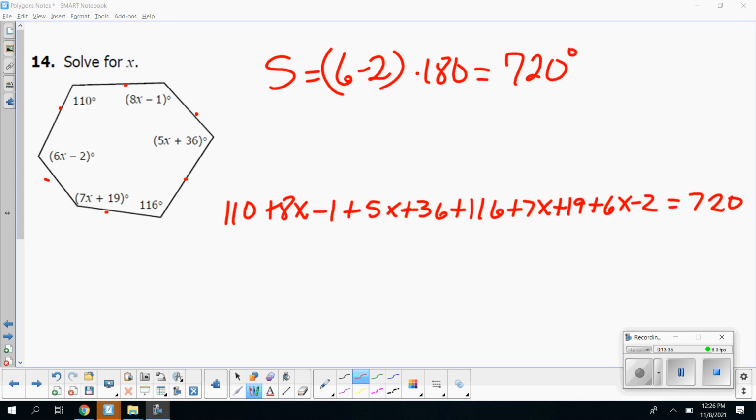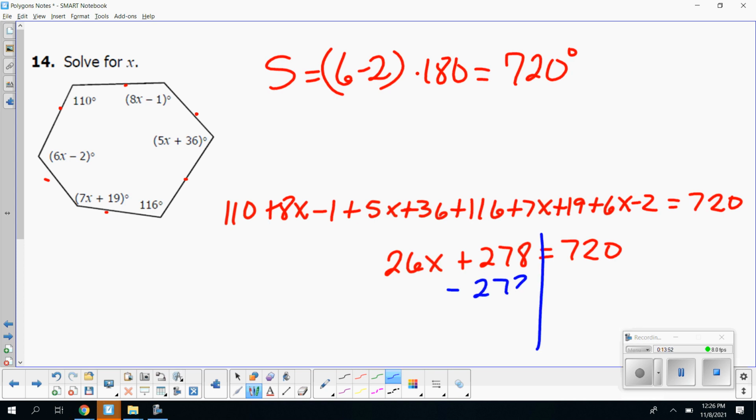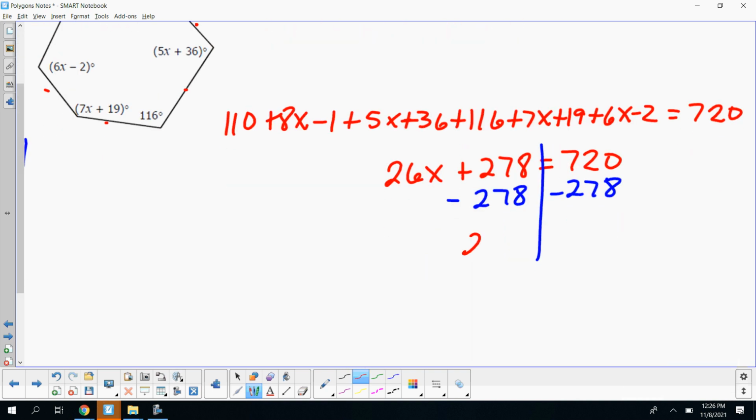And then we start to simplify. Adding up all of our x's, we get 26x. Adding up all of our whole numbers, we get 278. So 26x plus 278 equals 720. And then we start to solve using our algebra skills, subtract 278 from both sides, and we end up with 26x equals 442. Divide by 26, and we end up with x equals 17.